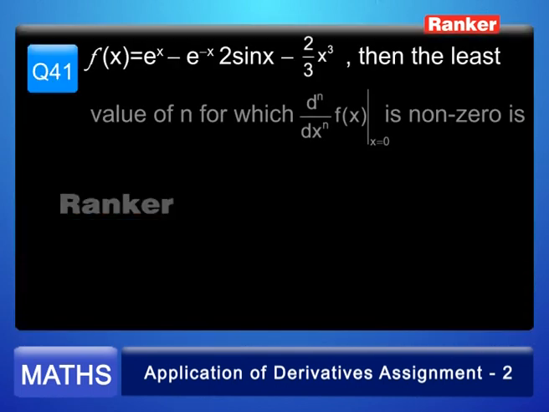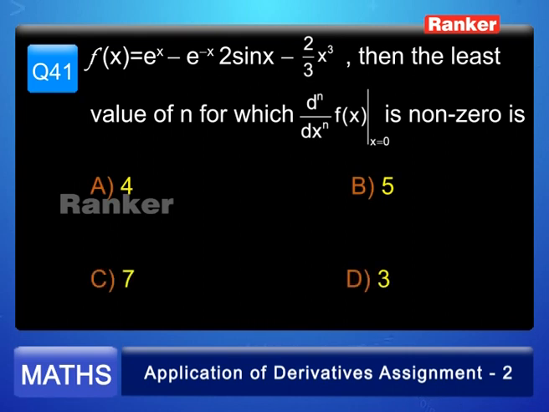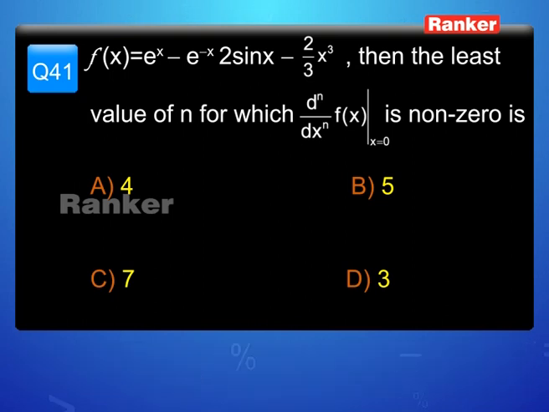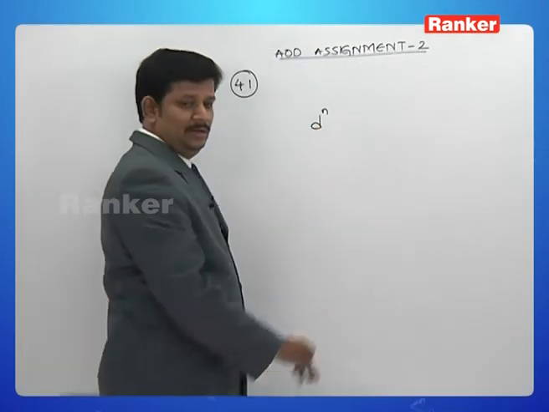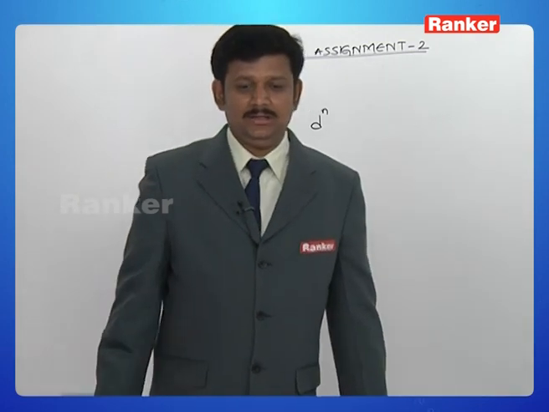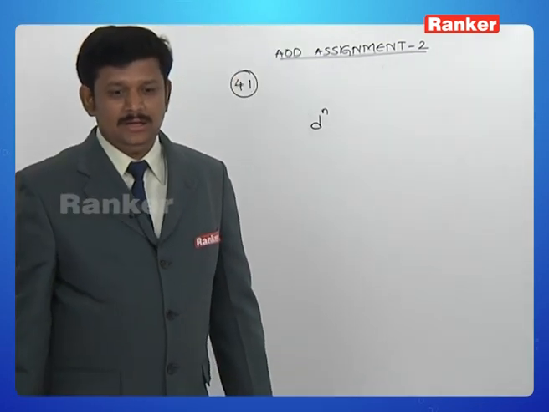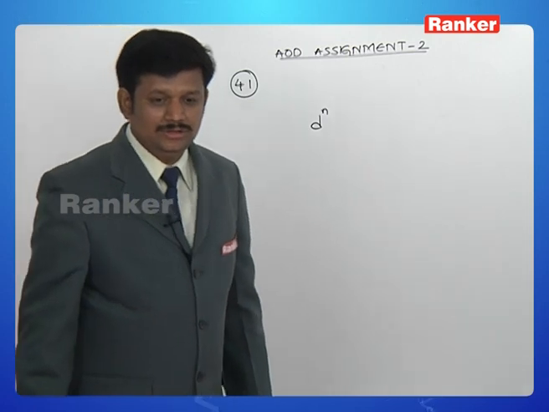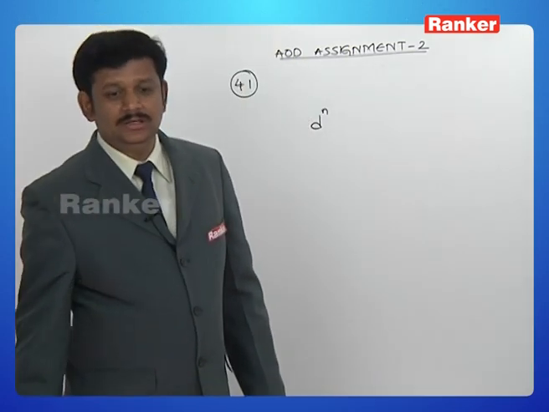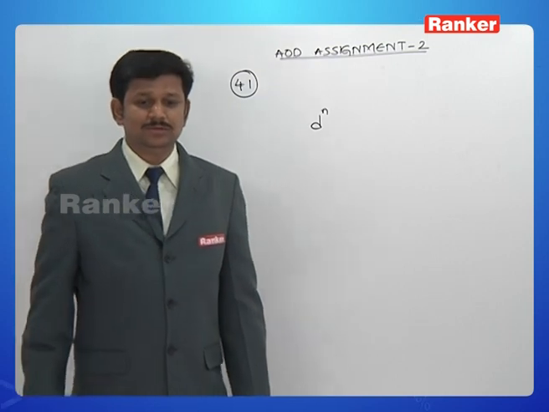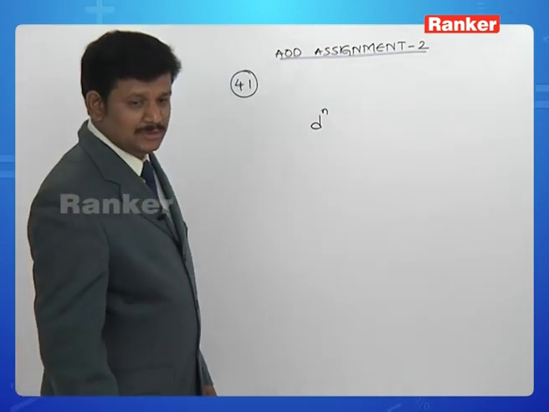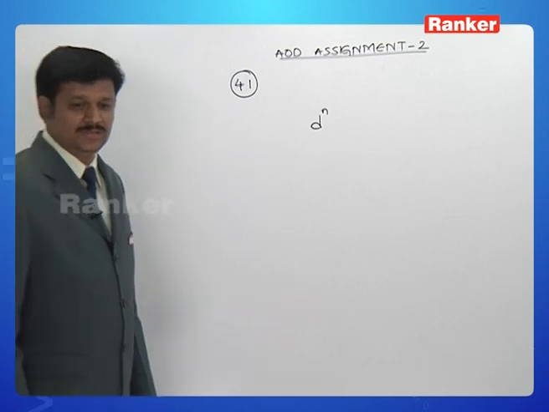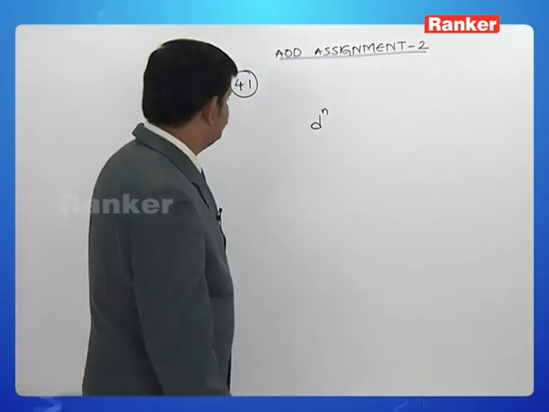Next question, f of x is equal to e power x minus e power minus x minus 2 sin x minus 2x cube by 3. Then the least value of n for which the nth derivative of f of x, d power n f of x by dx power n, at x equal to 0 is non-zero. Option A 4, option B 5, option C 7, option D 3.